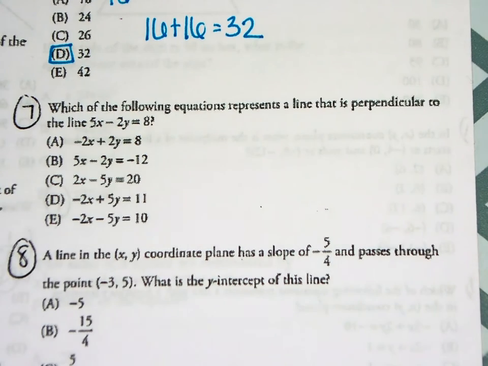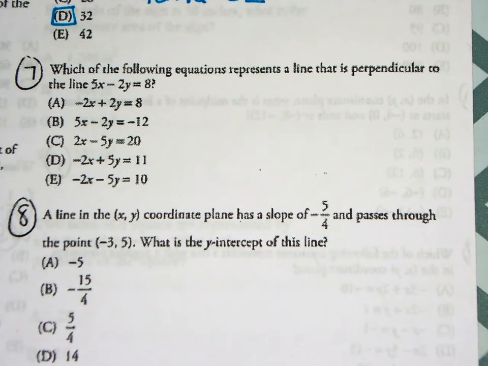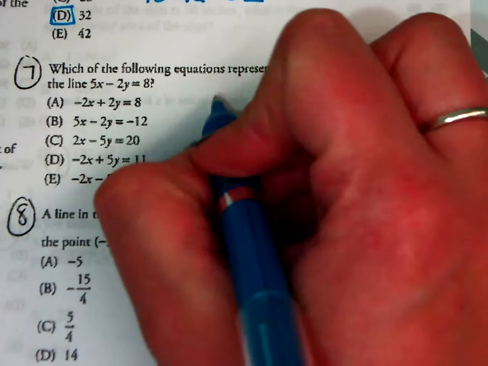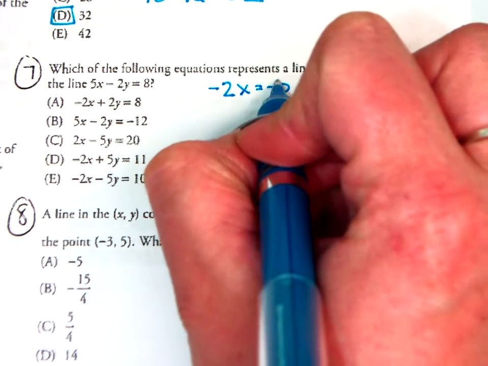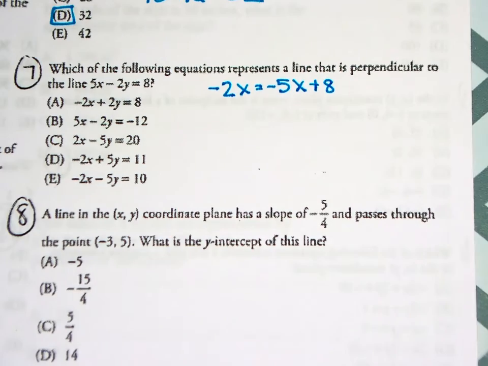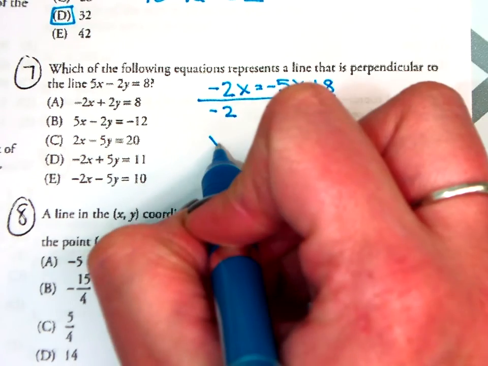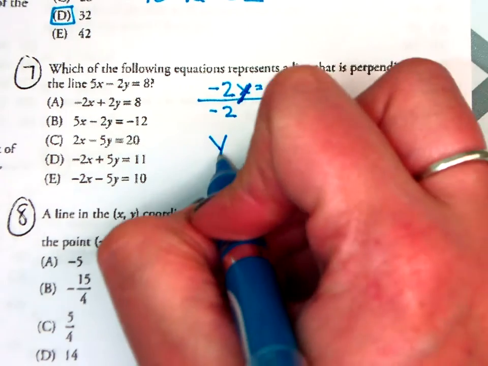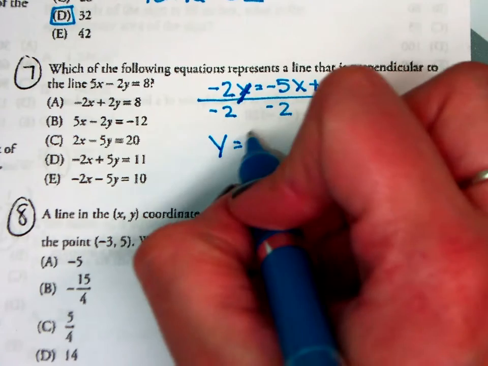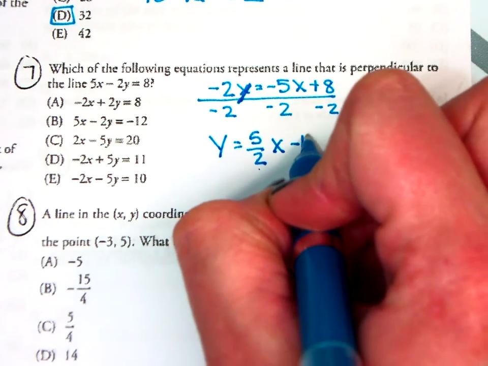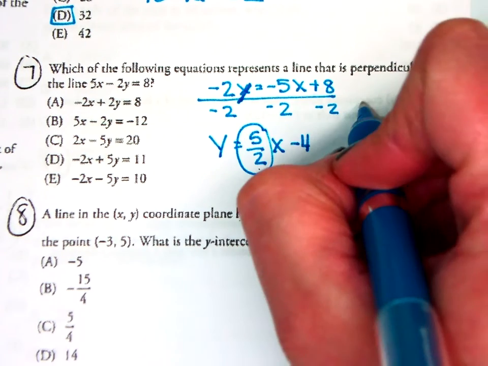Number 7, which of the following equations represents a line that is perpendicular to 5x minus 2y equals 8? Before you even start, you have to solve for y. You can't identify slopes unless it's in y equals mx plus b or point slope form. So in here, the first thing I'm going to do is subtract the 5x. So I'm going to bring this over here after having subtracted 5x to the other side. I will divide everything by negative 2. So I get y equals negative 5 over negative 2 is 5 halves x minus 4. So this is my slope, 5 over 2.